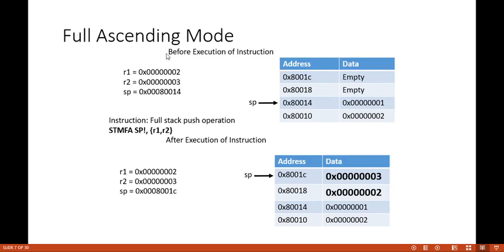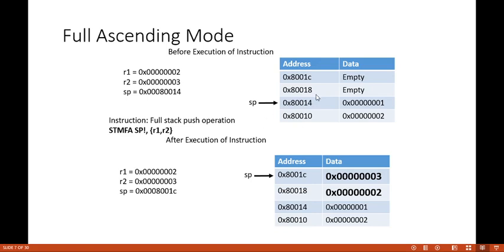Let us see the first one, full ascending mode. So this is the scenario given before the instruction. R1 contains 2, R2 contains 3 and SP contains 80014. So when this instruction is executed, before that, this is the scenario of the stack memory. Currently the stack pointer contains the address 80014, so it is pointing to this address. Now this address contains one number 1. Then the next location is 18. That is in ascending order. If you increase the stack pointer, the next location will be 18.